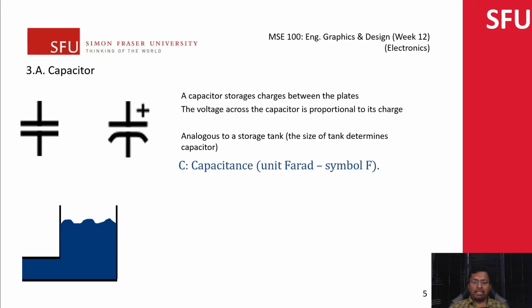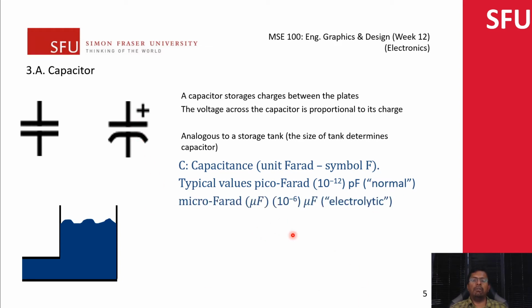The symbol for the capacitor is C, and the unit of capacitance is the farad, with the symbol F. Typically, the capacitance of a normal capacitor would be in the order of picofarads. 1 picofarad is 10 to the negative 12 farad. Then you have an electrolytic capacitor, which usually has capacitance in microfarads, which is 10 to the minus 6. So this is typically much higher, but there are some disadvantages based on application, which might be discussed more in an electronics class.